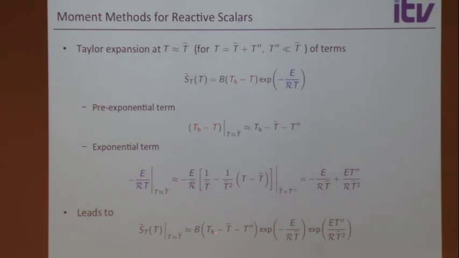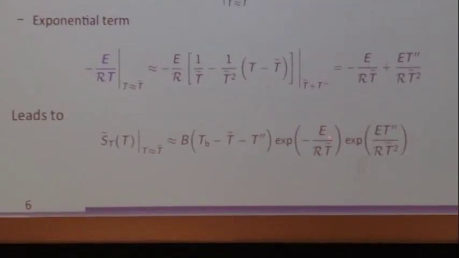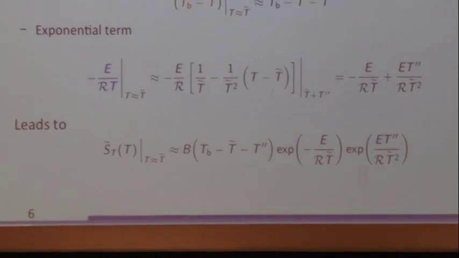Okay? And then I can write this again. I can write it as T_b minus T mean, and then I have an extra term. And this here is also a function only of the mean, and then it's multiplied here by an extra term.